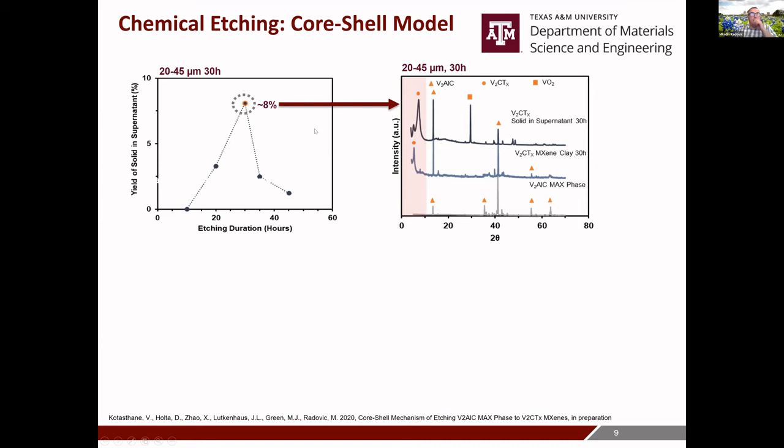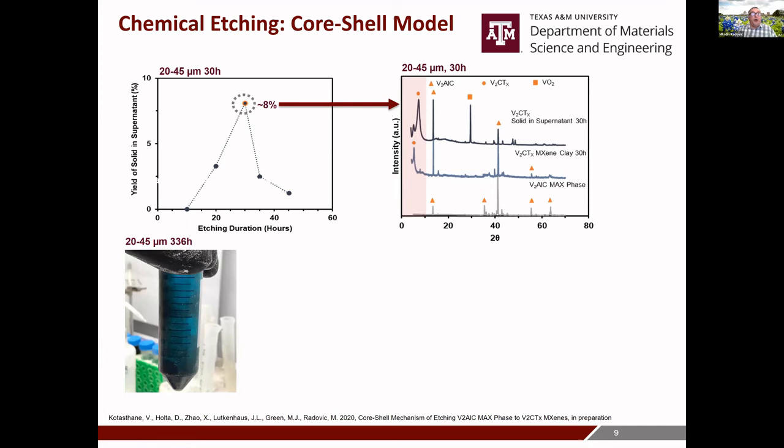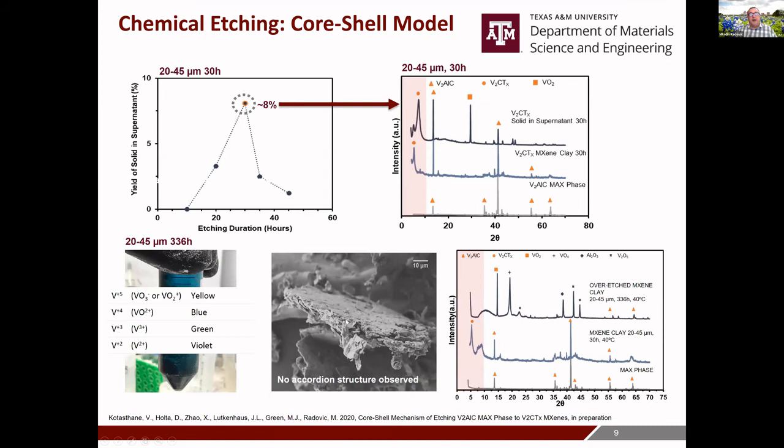So we decided to etch for a really long time, like 336 hours. And as you can see, it completely changes color to blue. The blue color is more associated with V4+, which is more stable than what we see normally in oxidation. Keep in mind that this is a highly acidic environment. The MXenes don't look like regular MXene, and from XRD we can see formation of both VO2 and V2O5. So basically, we completely over-etch and form the oxide.